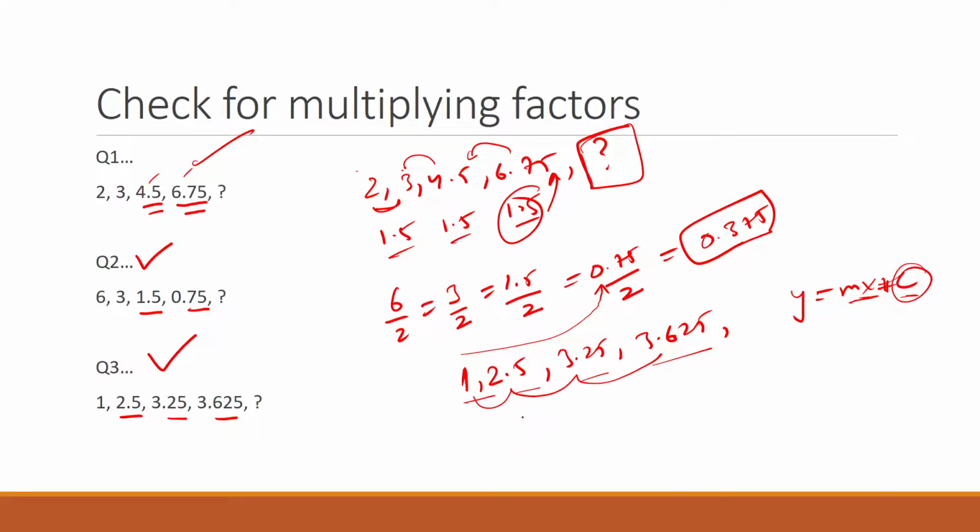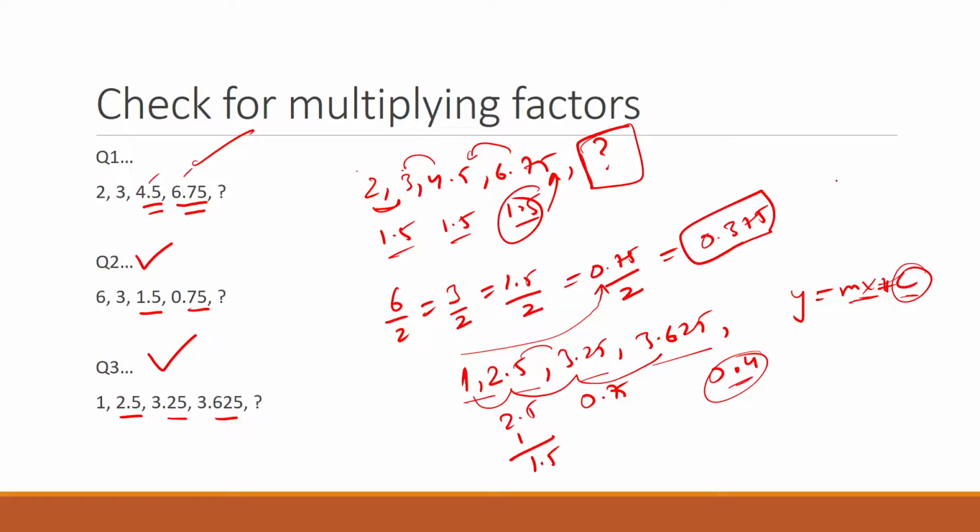So let's start with the basic thing. Let us do a difference. 2.5 minus 1, this will give 1.5, and 3.25 minus 2.5 is 0.75 as the difference, and then nearby 0.4 is the difference.